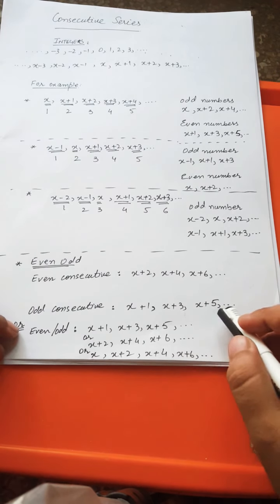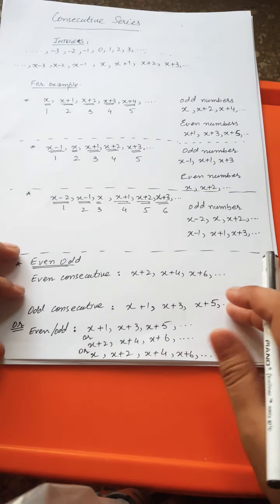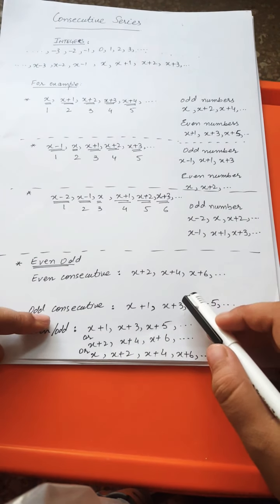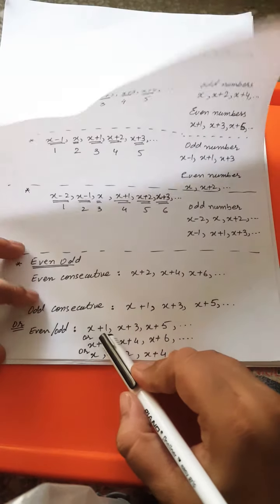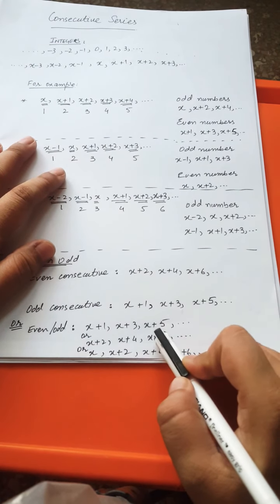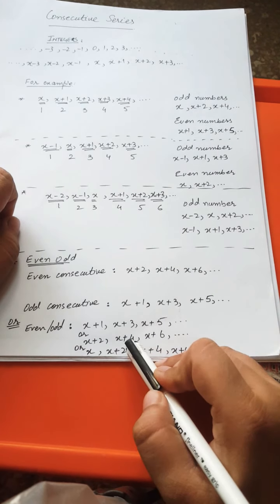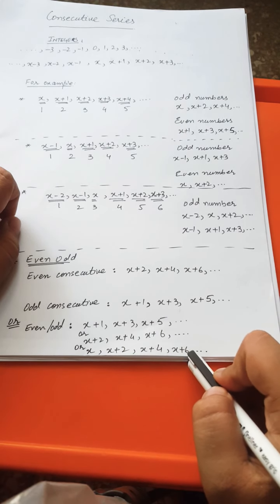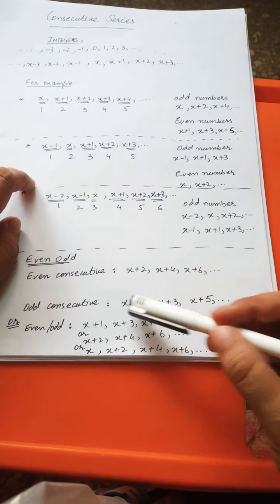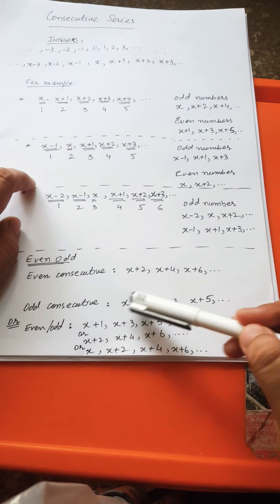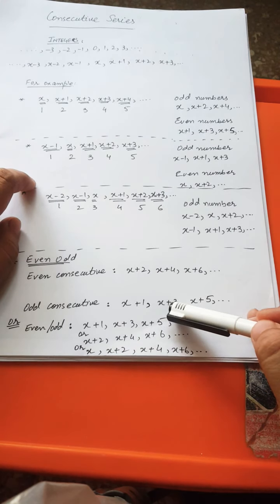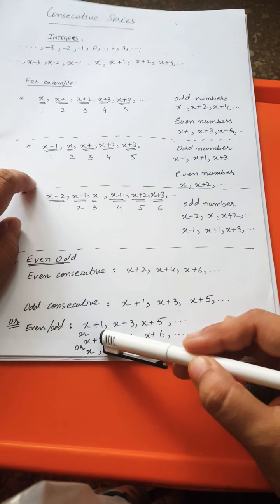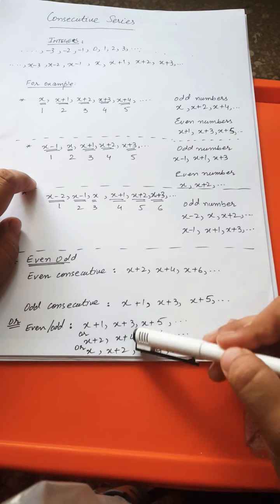Now if you don't want to get involved in this, the easiest way, even if you are asked to find even consecutive numbers or odd consecutive numbers, is to select the series like this: x plus 1, x plus 3, x plus 5, or x plus 2, x plus 4, x plus 6. What I have simply done is skip one value. X plus 1, skip, x plus 3, skip, then x plus 5, and so on. Or if I select x plus 2 as my first number, then I skip the second number, then I move to x plus 4, then x plus 6.